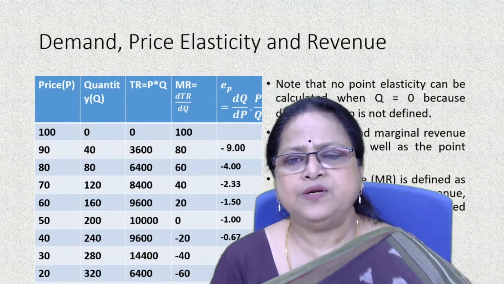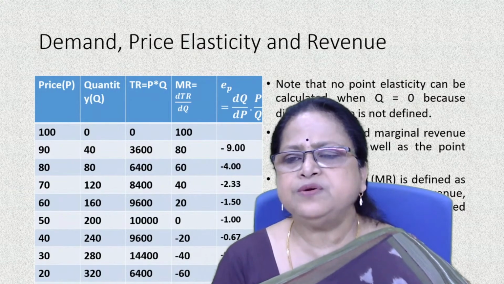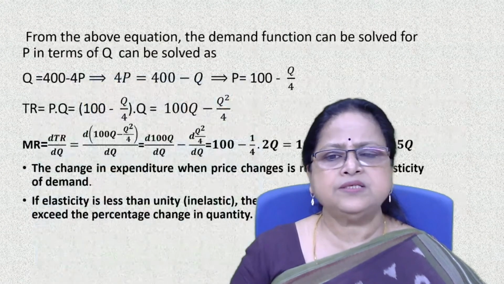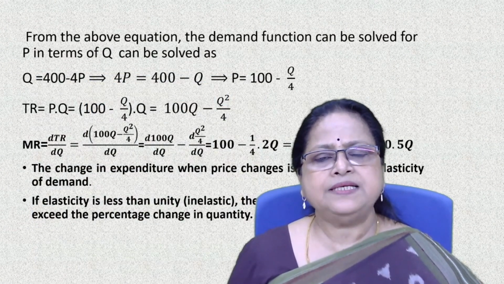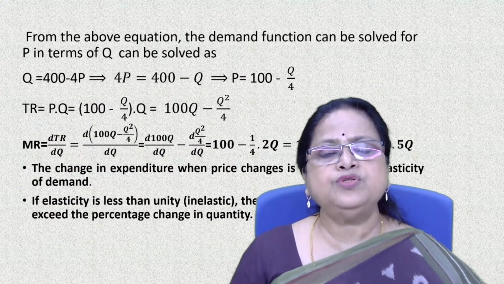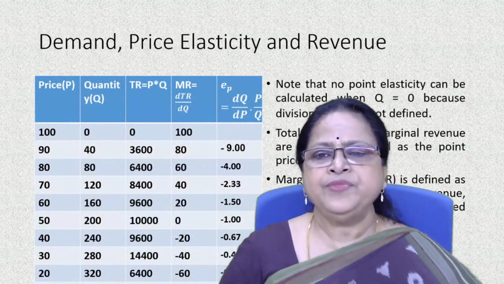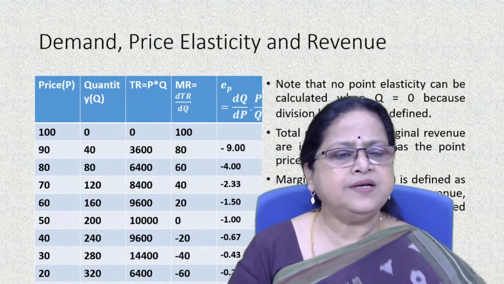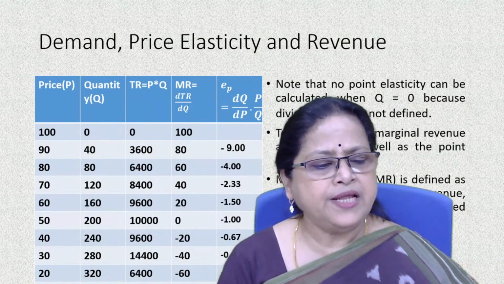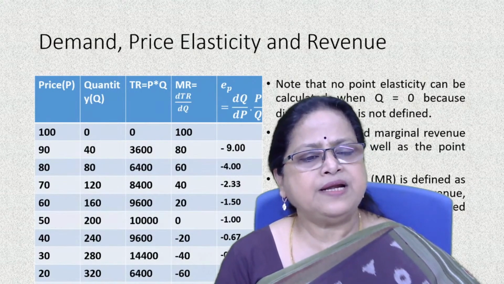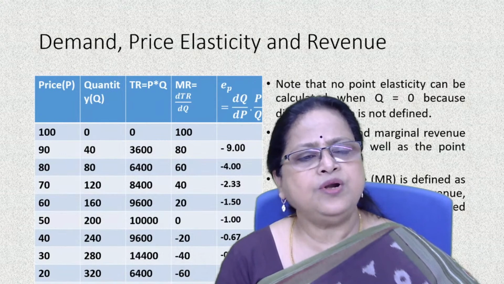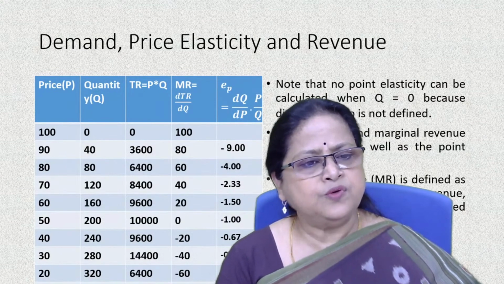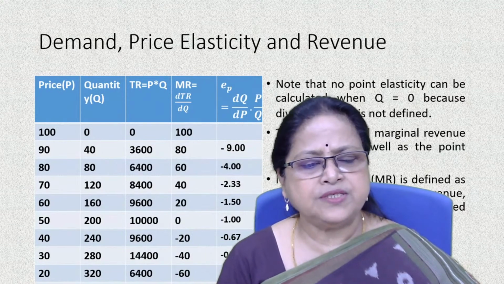Elasticity of demand can be calculated like this. When Q is equal to 0, price is actually 100, even though the quantity of output is equal to 0. Now total revenue is increasing. Look at the figure. Price is falling and quantity demanded is increasing, and total revenue is also increasing. Total revenue is increasing up to 280 units of output.